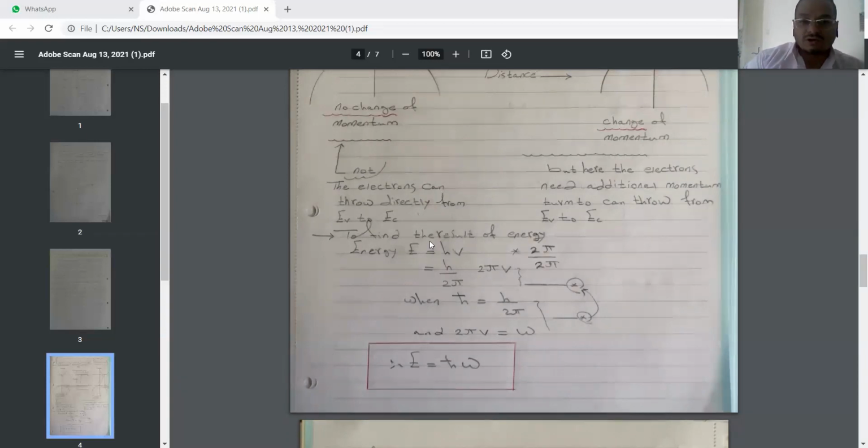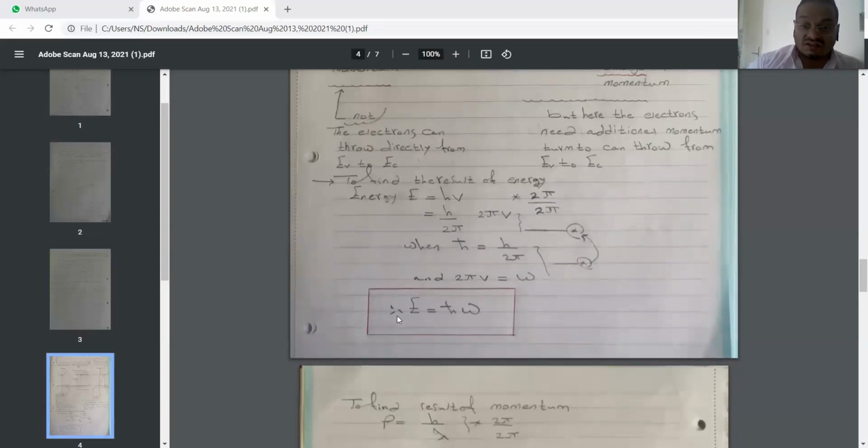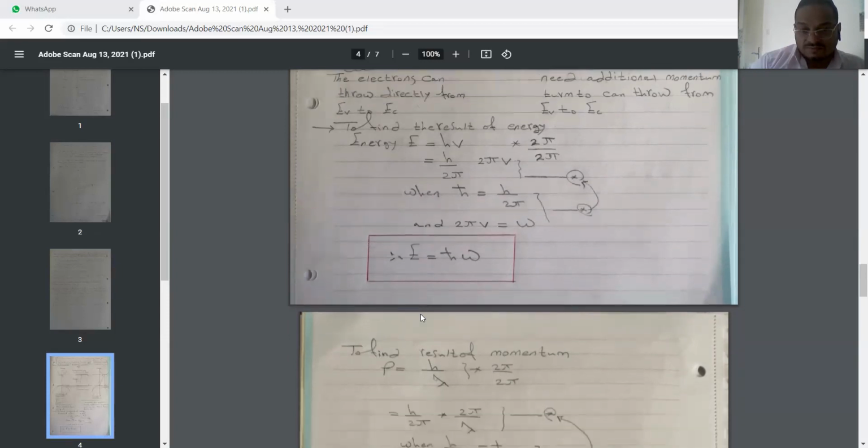But take a look at what I will do. Here, the equation will be h divided by 2π, dot 2π, dot v. Now, like we know, h divided by 2π equals h bar, so we can write h bar here. After that, 2π v equals ω. That means the last equation for the energy will be h bar ω.